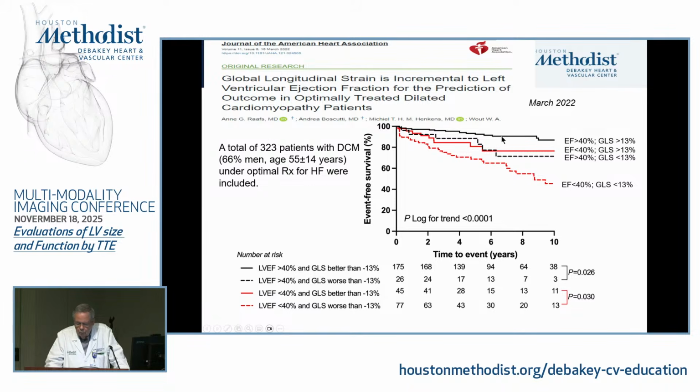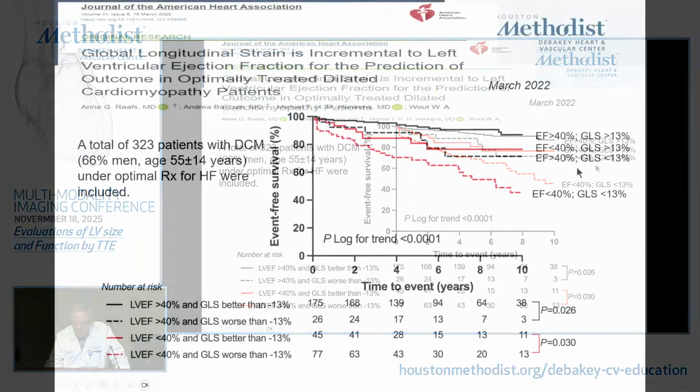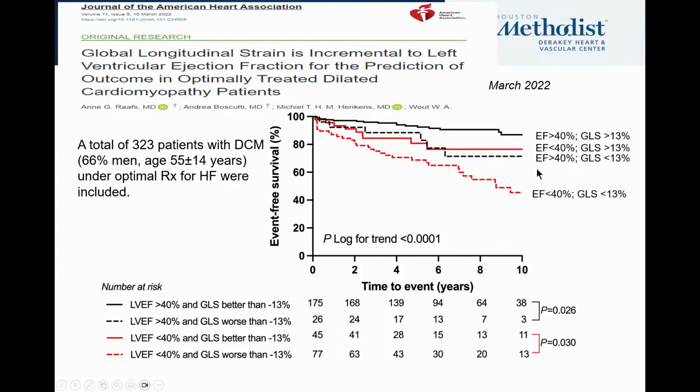They had a wonderful course for 10 years. Worst group, EF less than 40, GLS less than 13. But the interesting thing is that the group that had an EF less than 40 with a better GLS was equal in survival to the group with a better EF but a lower GLS. So again, GLS appeared to be the indicator rather than the EF in this particular group here. So a very, very important study also.